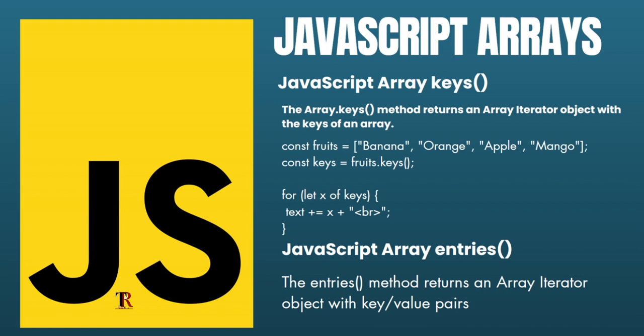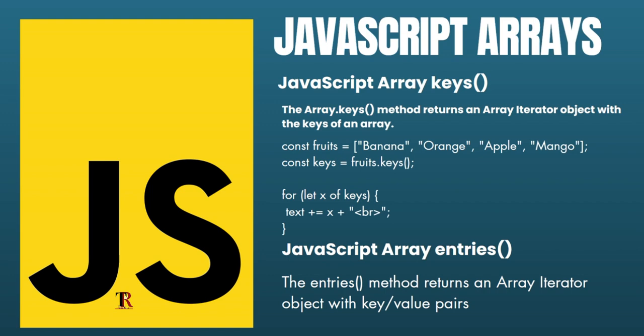So moving away from that, let's quickly talk about two extra methods with arrays in JavaScript. The first one is the array keys method, and the other one is the array entries method. Starting with the first, the Array.keys method returns an array iterator object with the keys of an array.